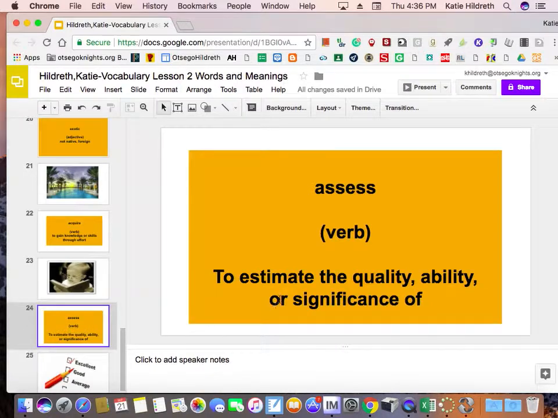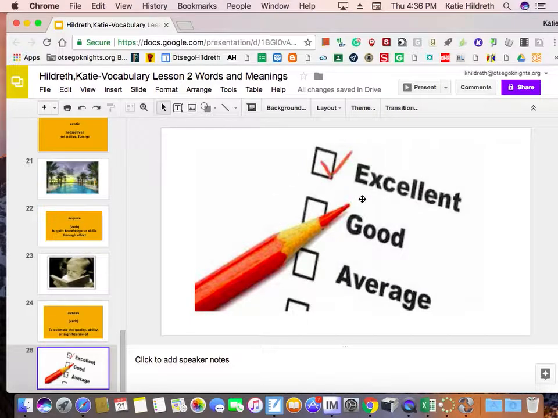Our last word is assess, and it means to estimate the quality, the ability, or the significance of. So when we give you a test, we assess your ability to answer questions like on simple subjects, simple predicates, on math problems. It might be on a part of history, and then we can rate you. And that's why I put this picture in: excellent, good, average.